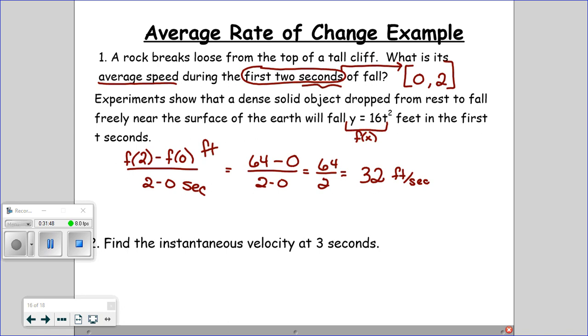Now I want the instantaneous velocity at 3 seconds. Now notice again, no longer are we looking at an interval, we're looking at time equals 3. And so this is where we go to that limit and we make h go to 0. So let's look at what that looks like. It's got a little bit of work behind it.